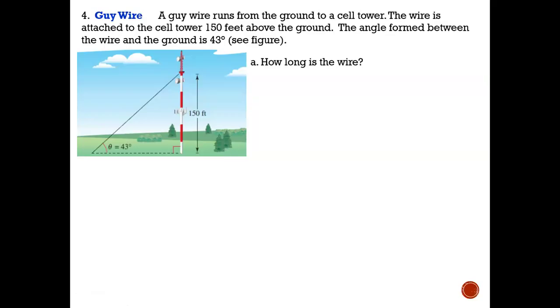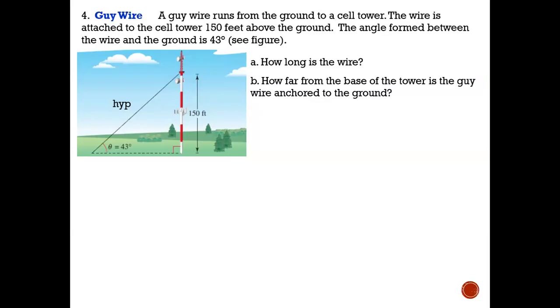If you see, this is just like our previous example. We have a right triangle, and we want to find the length of this wire, which is basically the length of my hypotenuse. So here, this is my hypotenuse. First, we want to find out how far from the base of the tower the guy wire is. So we want to find the adjacent. Again, just to review our trigonometric functions, these are my angles.